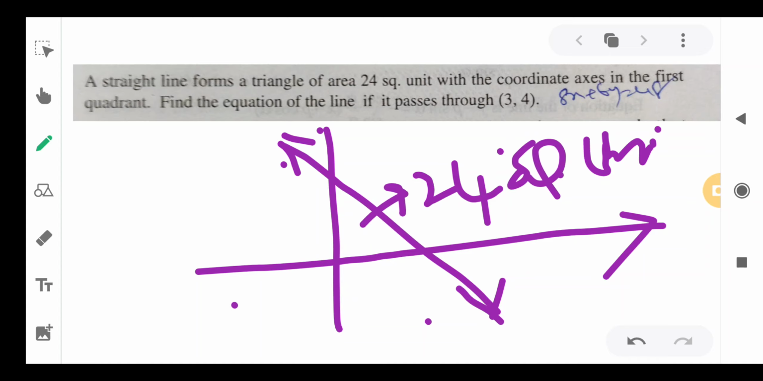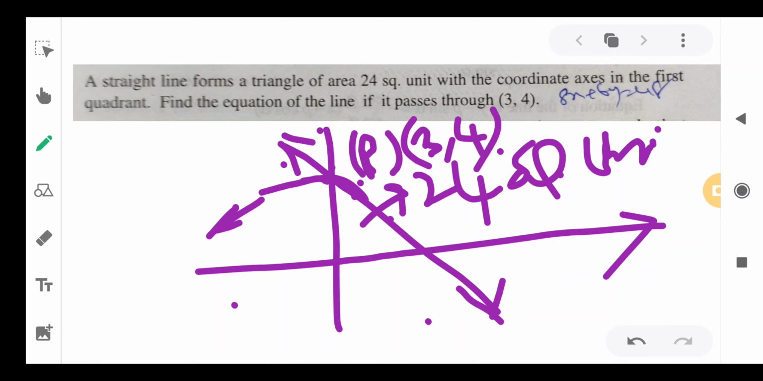And this passes through (3, 4). The point is given here. This is (3, 4). So a point is given, a point on this line will be (3, 4), right? So the point here, say it is some point P. So this is (3, 4).